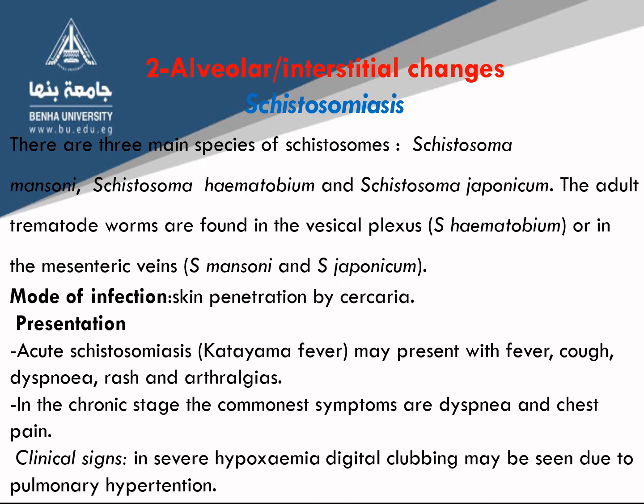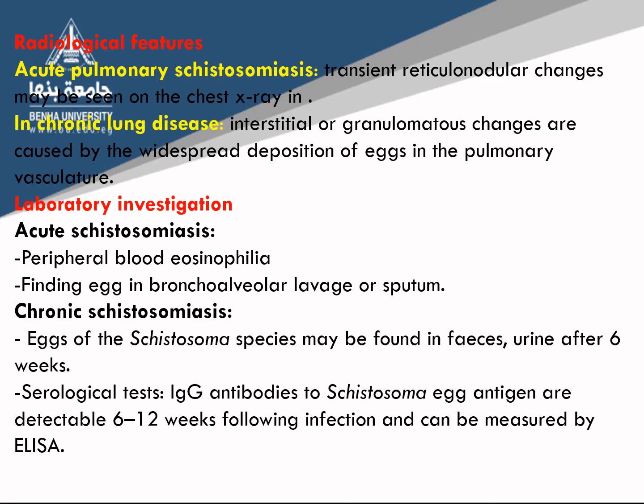In the chronic stage, the commonest symptoms are dyspnea and chest pain. Clinical signs: in severe hypoxemia, digital clubbing may be seen due to pulmonary hypertension. Radiological features: acute pulmonary schistosomiasis shows transient reticulonodular changes on the chest X-ray. In chronic lung disease, interstitial or granulomatous changes are caused by the widespread deposition of the eggs in pulmonary vasculature.